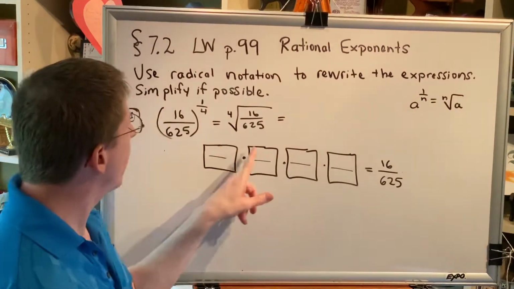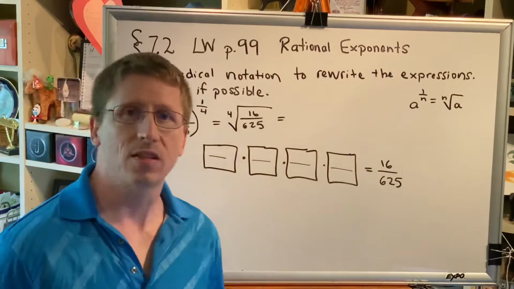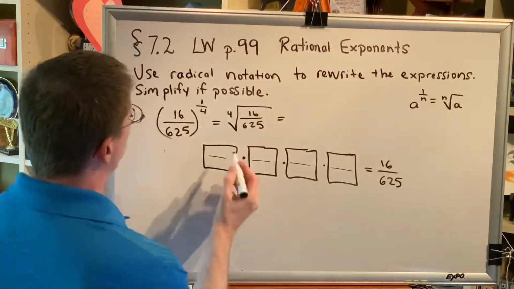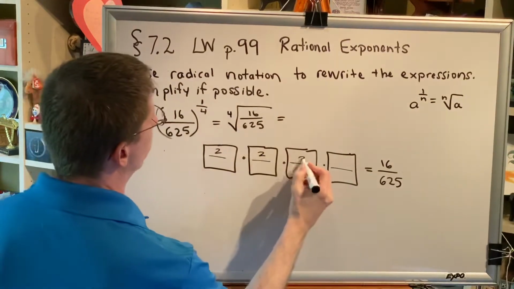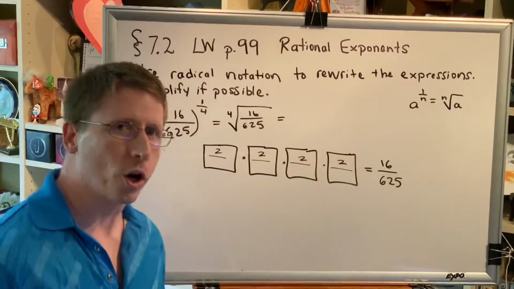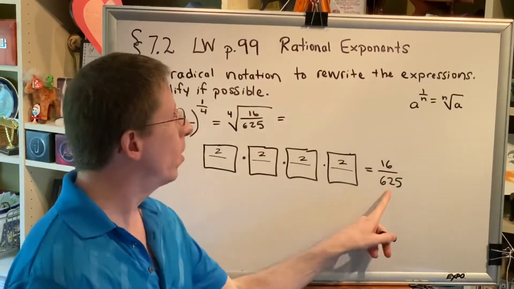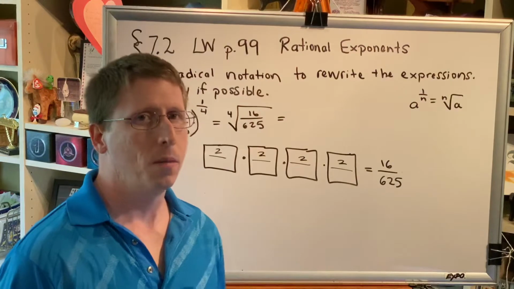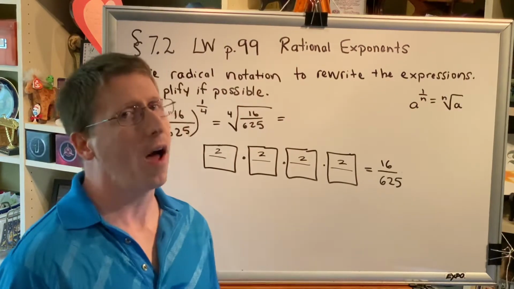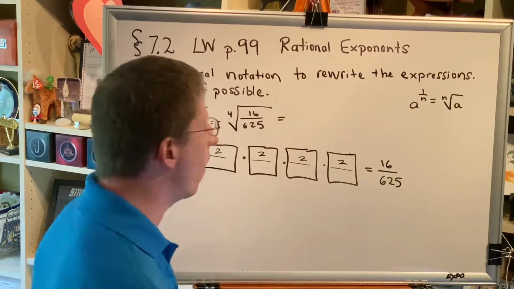And we know the way multiplying fractions works. When you multiply fractions, you simply multiply across the numerators to get the new numerator. So what number times itself 4 times makes 16? 2. A little bit harder, but still answerable. What number times itself 4 times makes 625? The answer is 5.